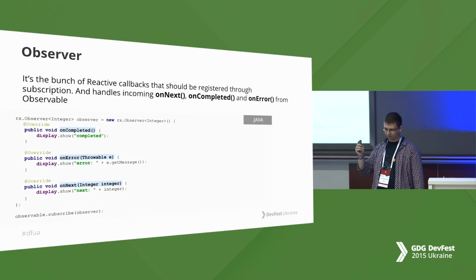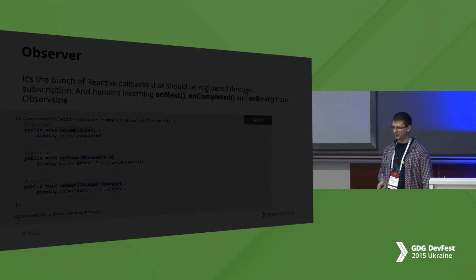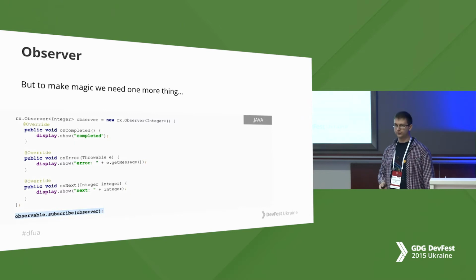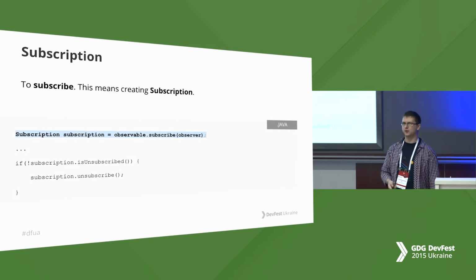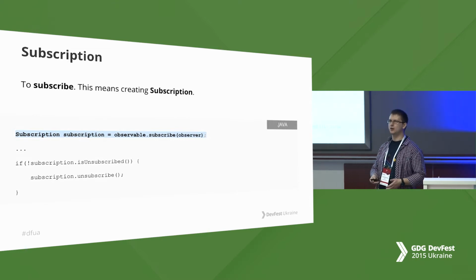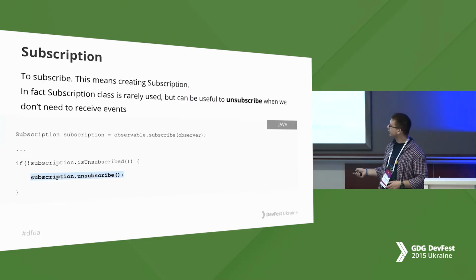And here these three callbacks are highlighted. And one more piece of code for making magic. They will work only if we make a subscription. A subscription is also a class of RxJava, and subscription gives us control over the fact of listening to the events. I mean, the call to subscribe will join observable and observer, but subscription will give us the ability to do such a thing.